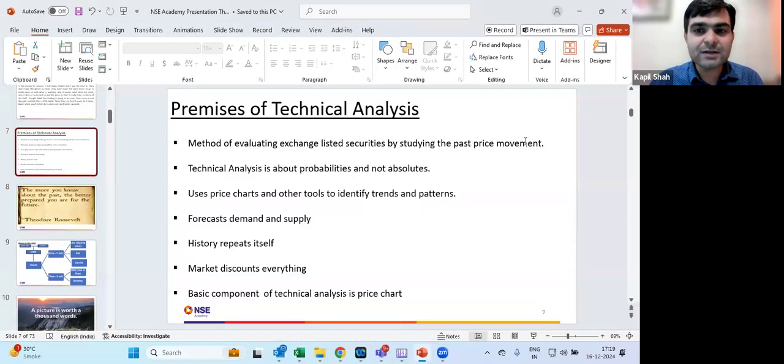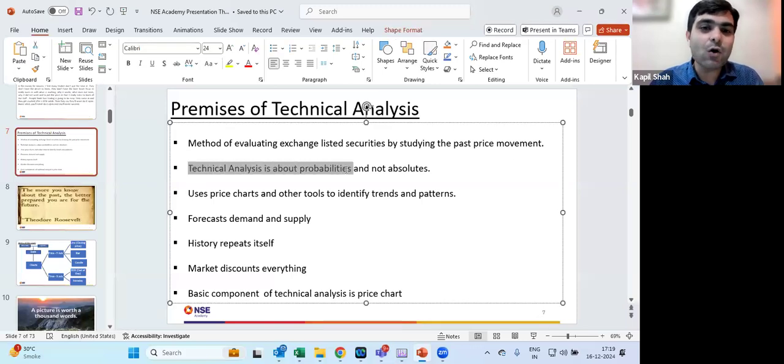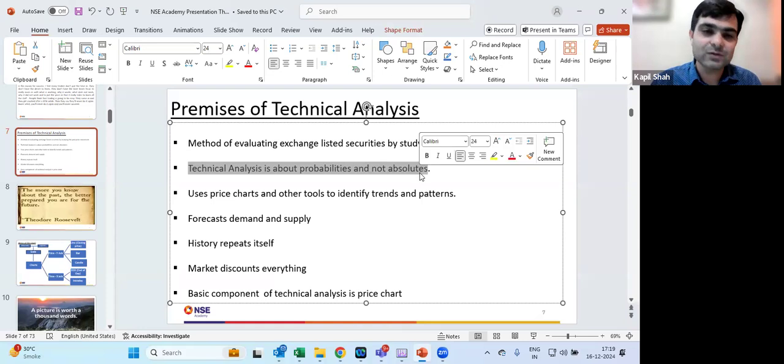So studying the past price movement. The more we know about the past, the better we are prepared for the future. Looking at the other premises of the market, technical analysis is all about the probabilities, not the absoluteness. Now, technical analysis is not a science actually. We call it a kind of soft science, where we need to think in terms of probability.